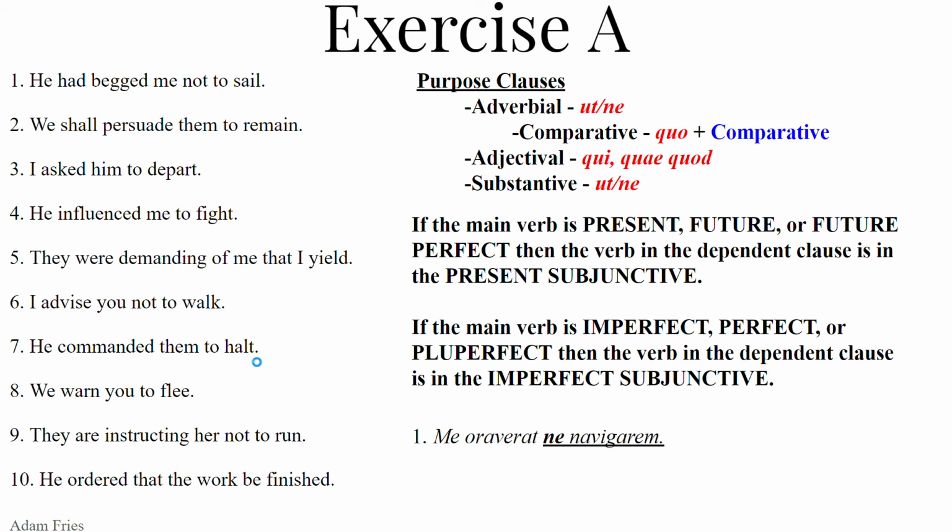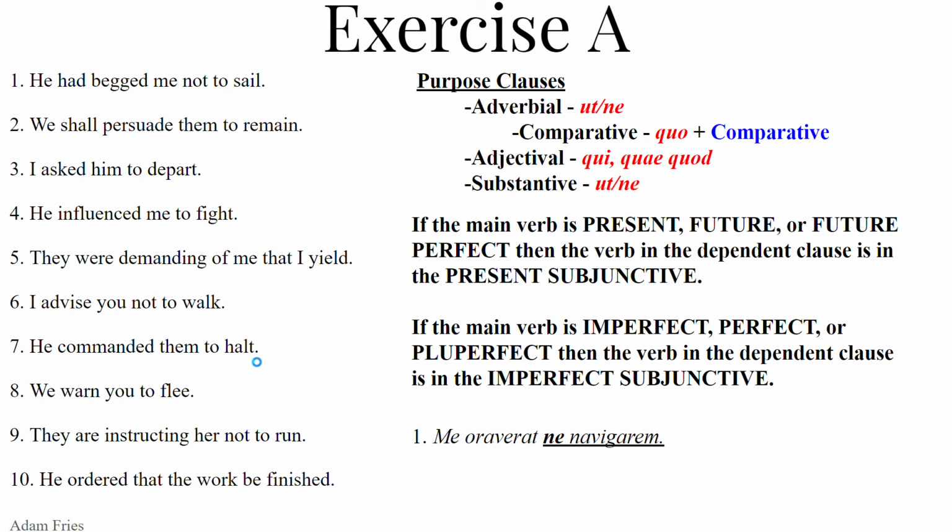Primary sequence, we want the present subjunctive. So flee is fugio, fugere, fugi, fugitus. So we want fugi as the present stem. Add the a, fugia, and then the s. Fugias, ut fugias. Te monemus ut fugias, so that you may flee.